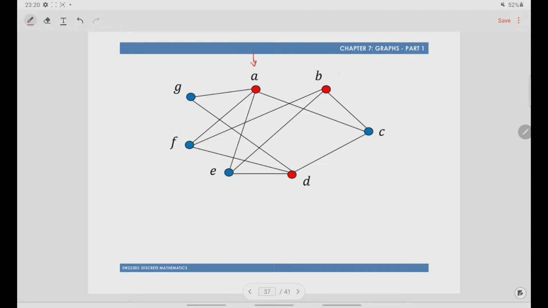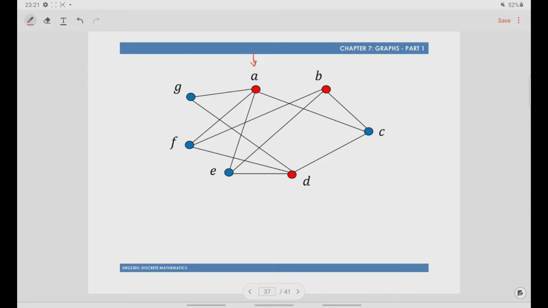Alright, so we move to the next vertex, which is D. We color D red also. And then D is connected to C. C is already blue. And then D is connected with G. G is already blue. D is also connected to F. F is already blue. D is also connected with E. E is already blue. Now we cover all the vertices with different colors.